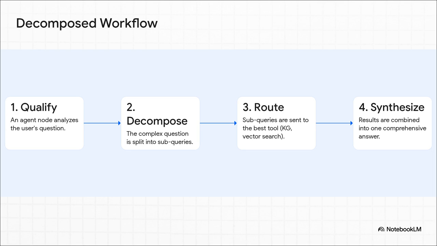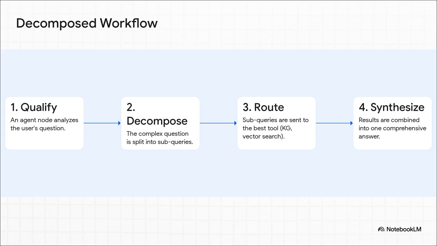A complex question comes in. The LangGraph agent doesn't just start searching blindly, no. First, it analyzes the question. Is this hard? Is it easy? Then it might break the question down into smaller, more manageable pieces. And this next part is crucial. It acts like a smart traffic cop. It says, okay, this part of the question is about relationships.